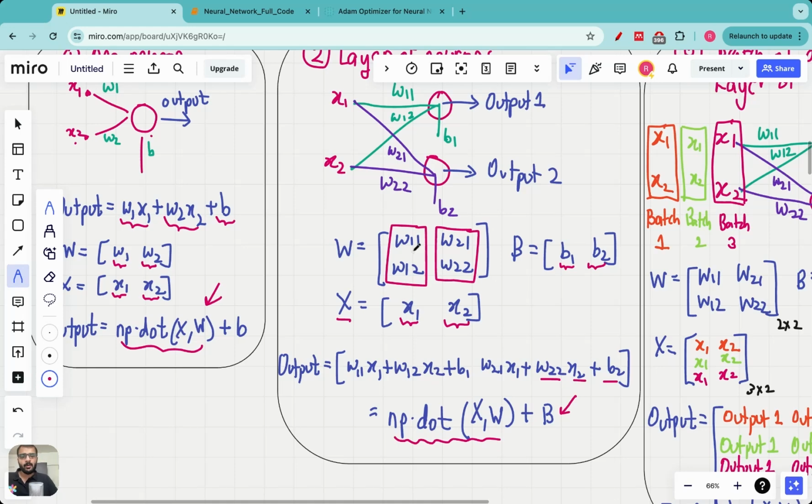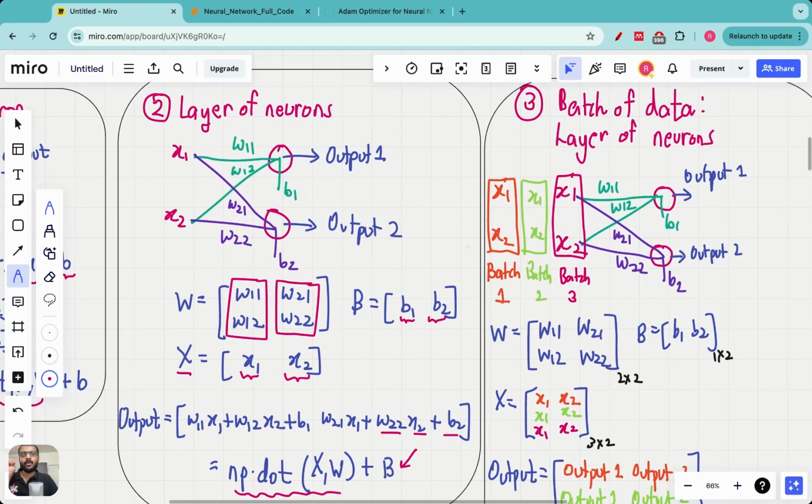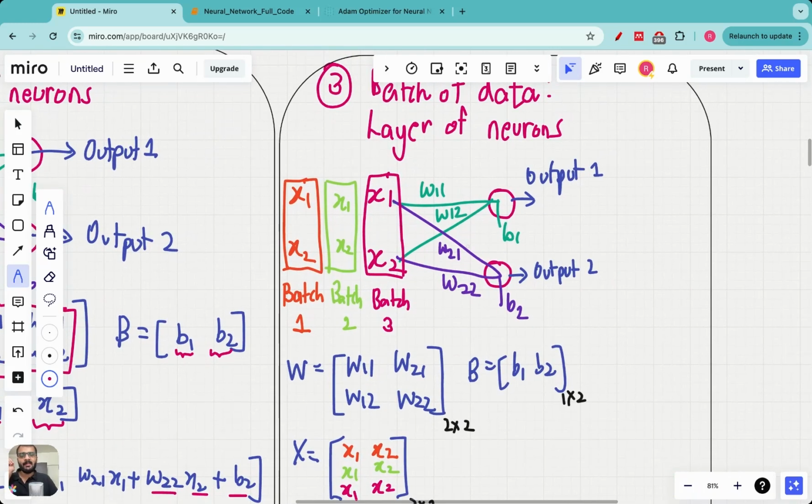Remember that for this formula to work, the weight matrix should be arranged like what I've shown here. The columns should represent the weights corresponding to each neuron. And now I want to take the final case where we have a batch of data. So let's look at this schematic over here. Up till now we only saw one input data, right? But eventually we'll have 50 to 100 data points, and we'll need to train the neural network or find the output for all of these data points.